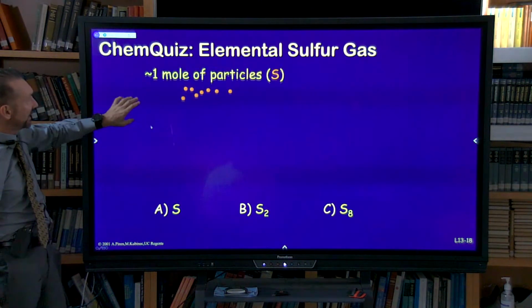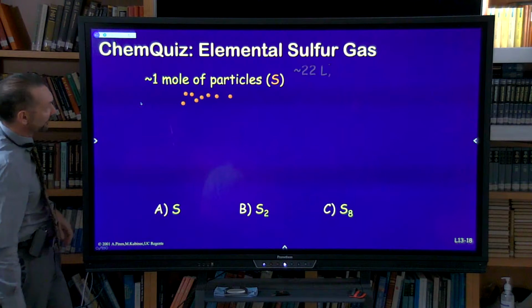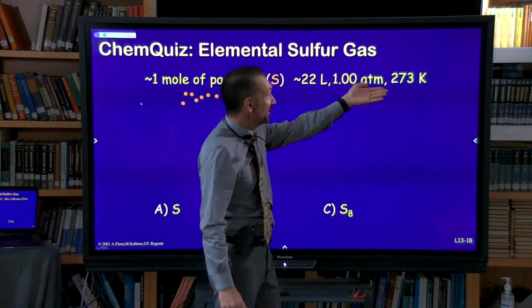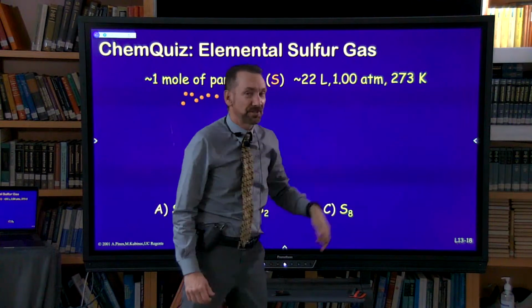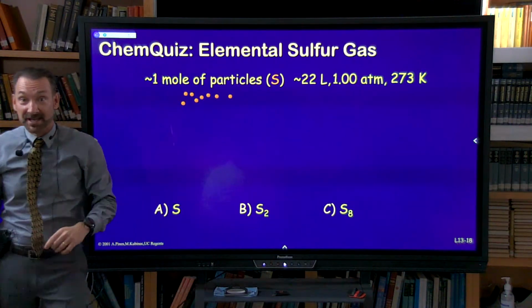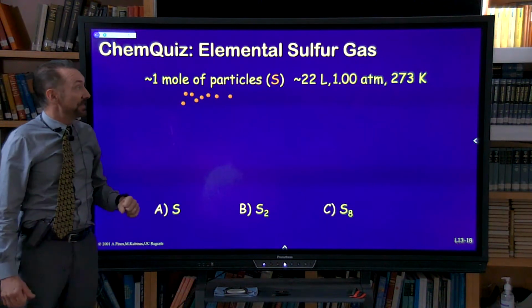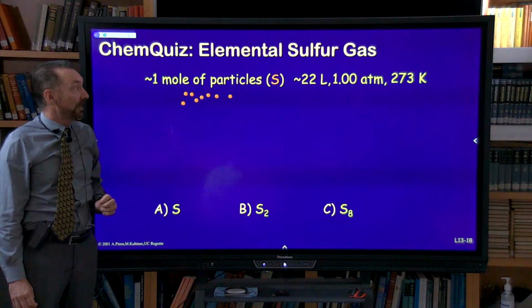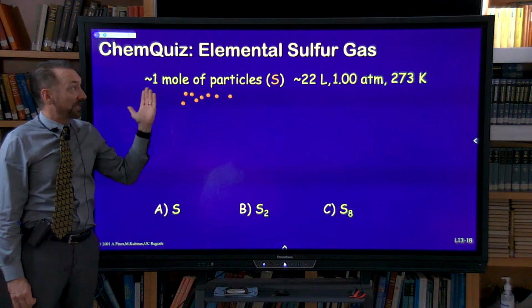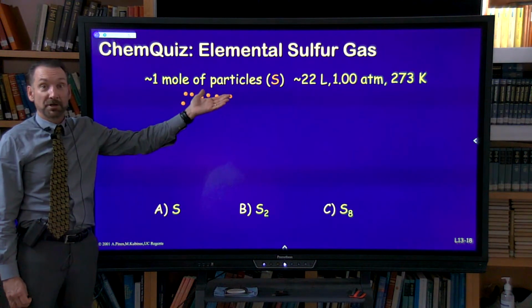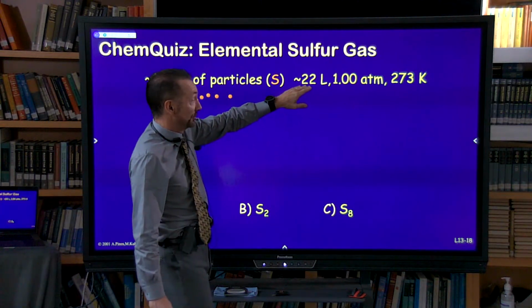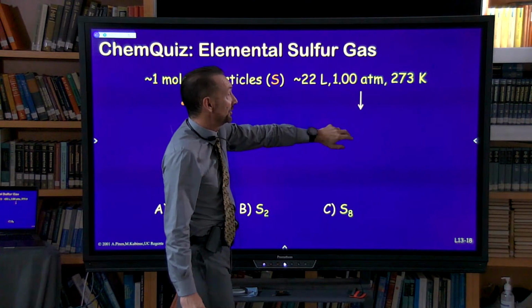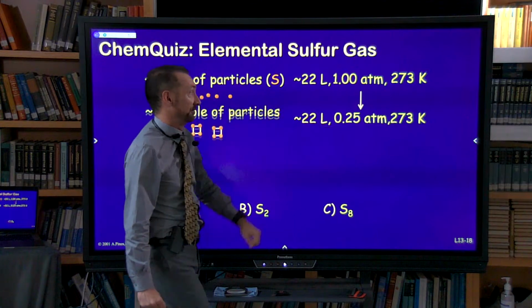So you have to say to yourself, a mole of particles. If it were under these conditions, that would be absolutely correct. Around 22 liters, 1 atmosphere, and 273 K. That's standard temperature and pressure for a mole of gas. But it's not. It's 22 liters, yes, but it's only a quarter atmosphere.